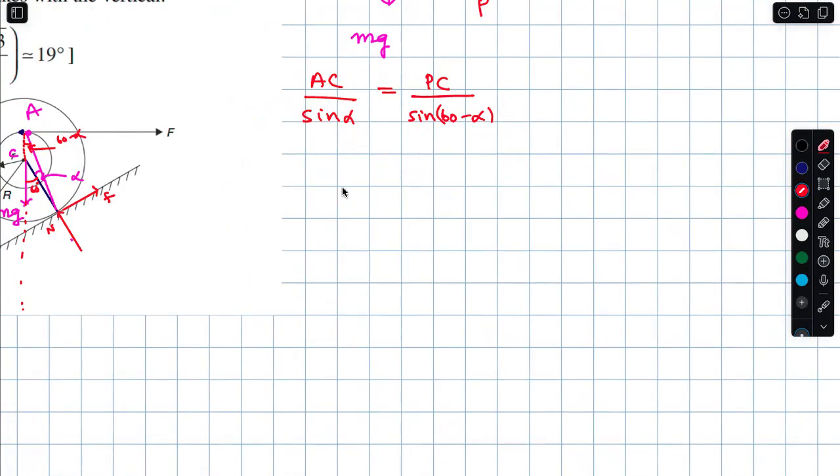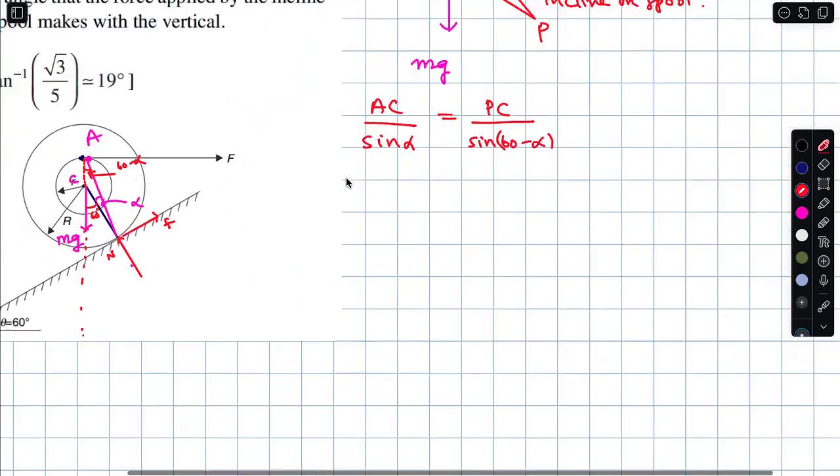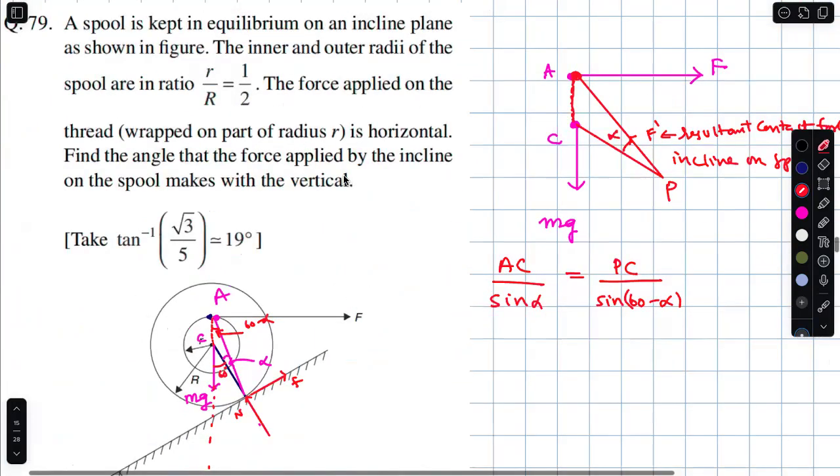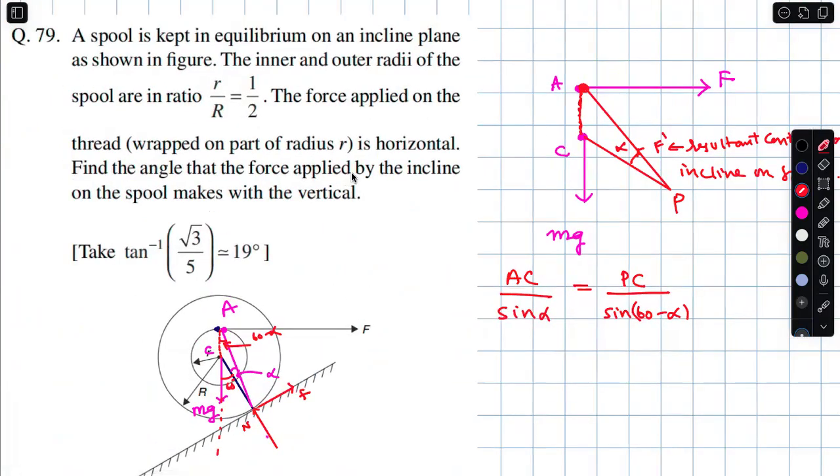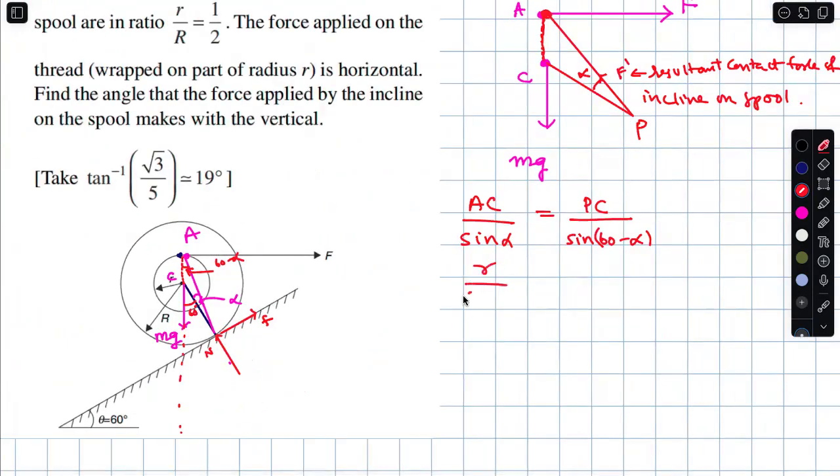What is AC? How do you know AC is r? That is the internal radius. Small r by sine alpha. What is BC? PC is the external radius, capital R. And they have given this relation also. So small r by capital R is 1 by 2, which is sine alpha by sine 60 minus alpha. Now you solve this.